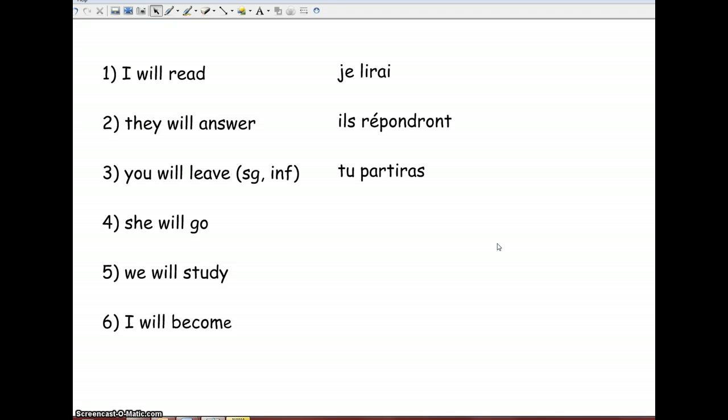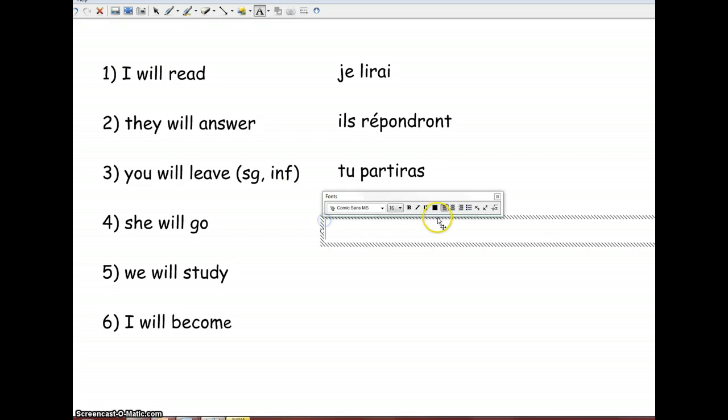Simple as that. I hope I'm not going too fast, but this tense is slightly easier than the others, I hope you find. Okay, so she will go. Hopefully you know the verb to go without looking it up. It is aller. Okay, you will go.